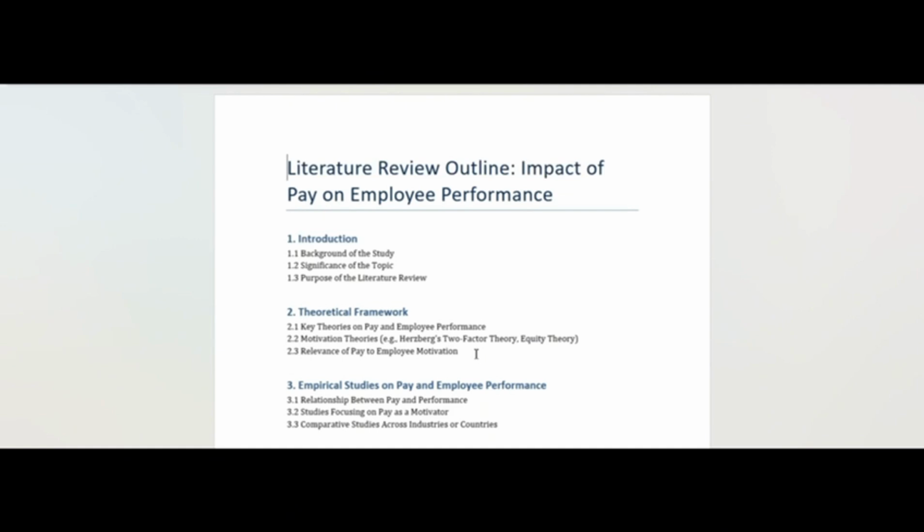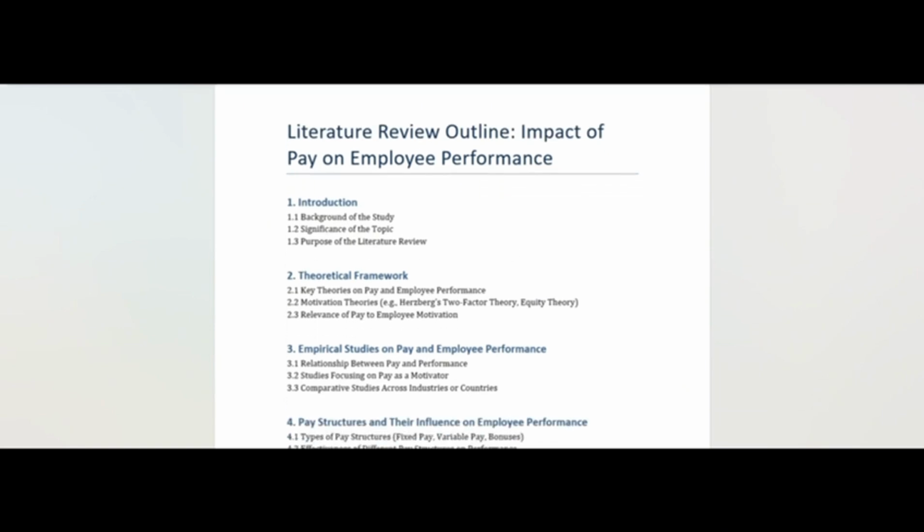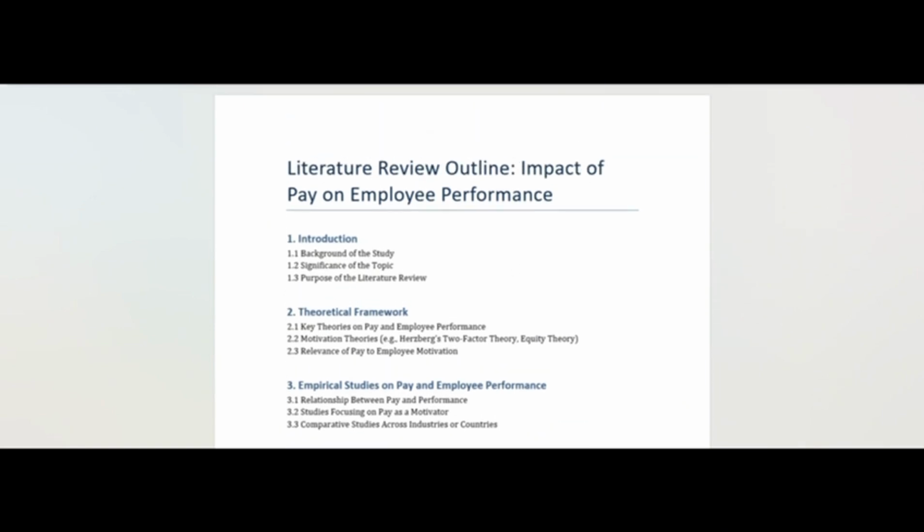So now we have the outline. Now we need to find the information to write it, and let's take one subheading to find the information. I am showing an example where I'm taking 3.1 under empirical studies on pay and employee performance. So 3.1 is relationship between pay and performance. Now we are going to find the research article findings related to this subheading, relationship between pay and performance.